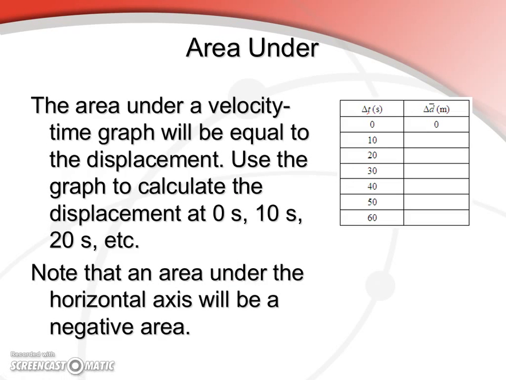So now let's talk about the area underneath the curve. As we've covered before, the area under a velocity-time graph will be equal to the displacement. We can use the graph to calculate the displacement at various increments. Please do that now, pause the video, and return when you've done that. Don't forget that the area under the horizontal axis will be negative.